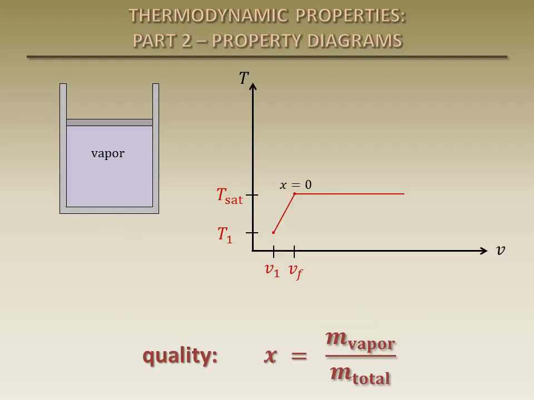At the moment all of the liquid has vaporized, the substance becomes a saturated vapor. Any heat lost at this point will cause some of the vapor to condense and change back to a liquid. Note that a saturated vapor is still at the saturation temperature. The specific volume of a saturated vapor is denoted by Vg. Because all of the mass is in the vapor state, the quality of a saturated vapor is 1.